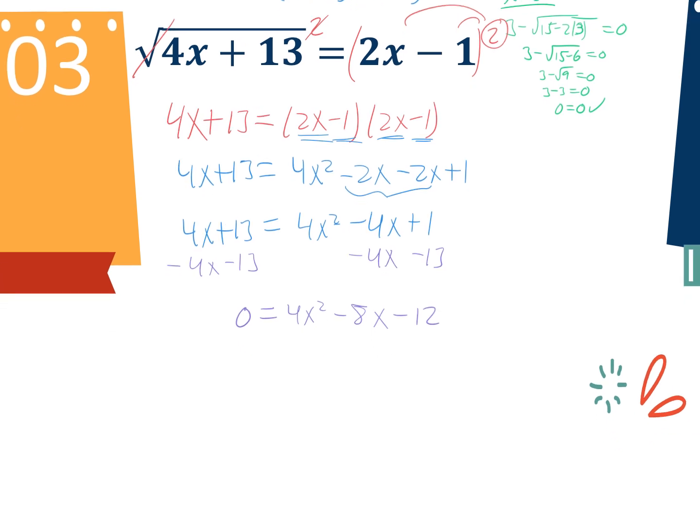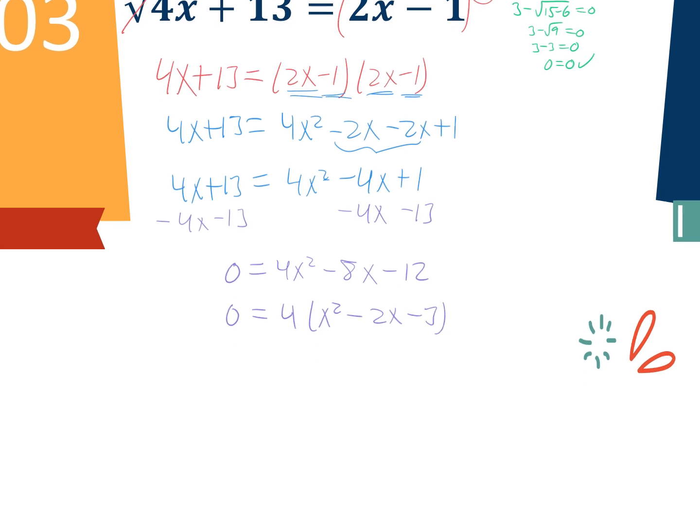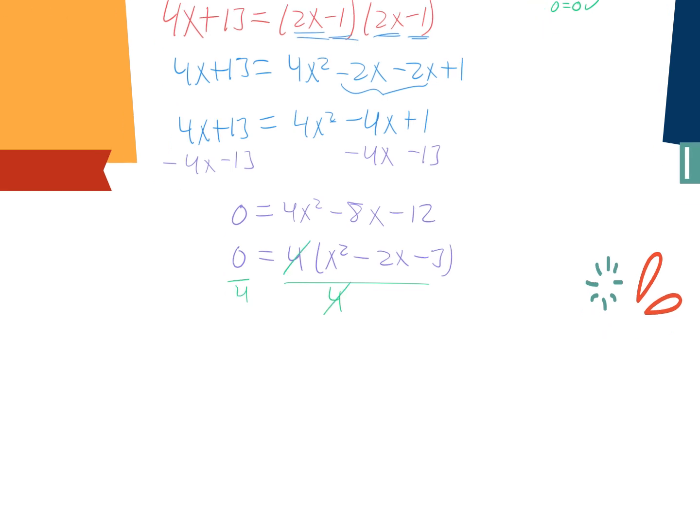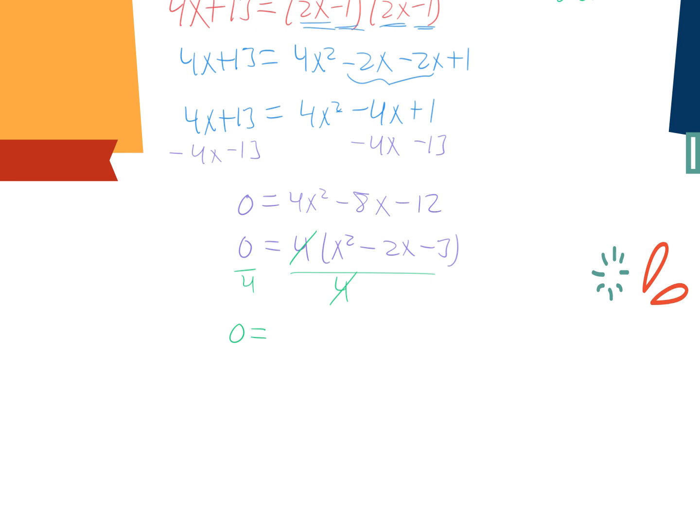And now always the first thing that you want to do in these kinds of problems, always check if you can factor it. Now this is something that you're able to factor. You can take out a 4. Let's do that first. So we get 4 times x squared minus 2x minus 3. Just take out a GCF of 4. And now if you don't like that 4 hanging out front, you can just divide everything by 4. If you divide both sides by 4, 4 divided by 4 goes away, and 0 divided by 4 just becomes 0. So we get 0 equals x squared minus 2x minus 3.